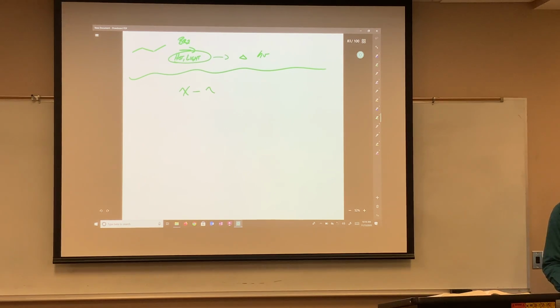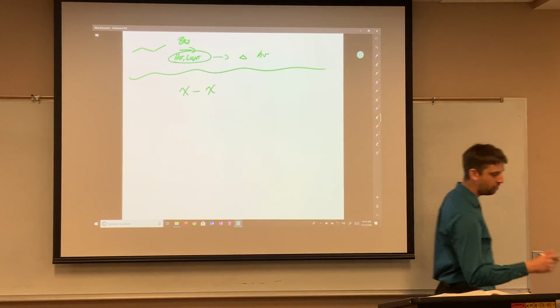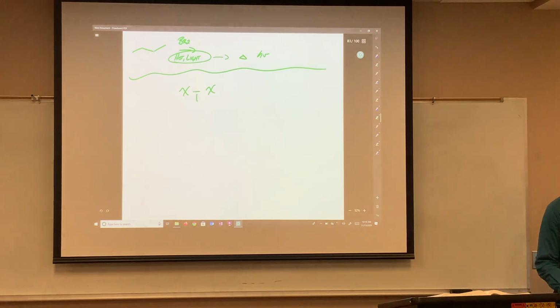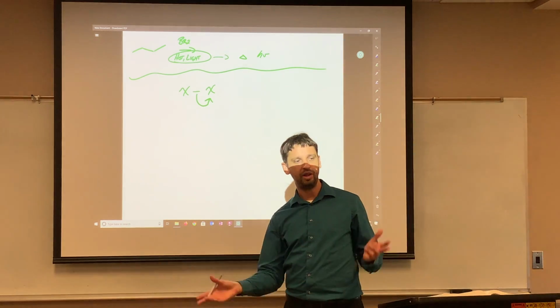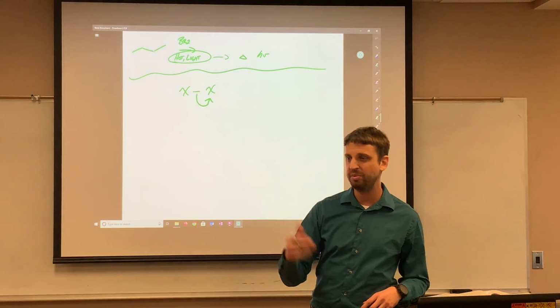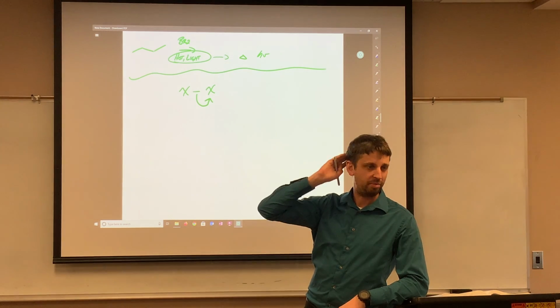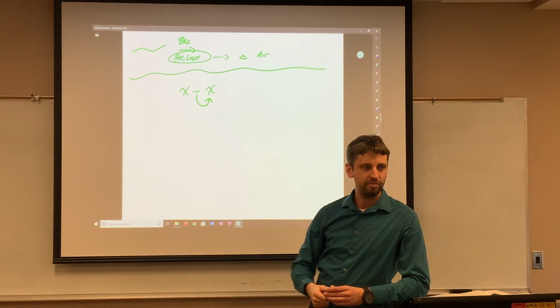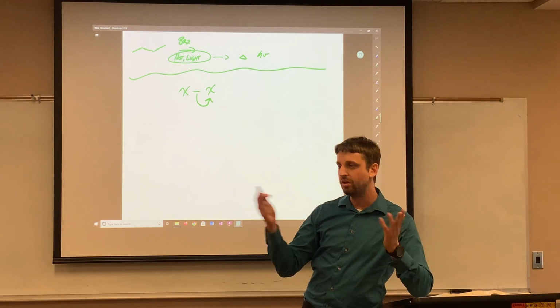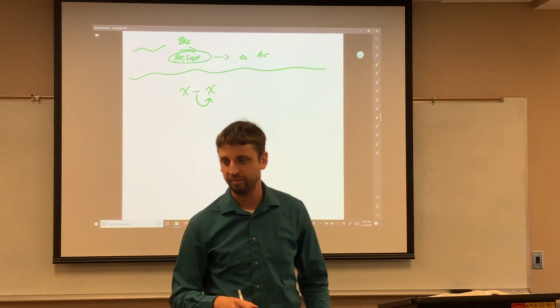So if I have two things that are bound together, what we've been doing so far when we show a bond breaking is drawing an arrow like this. That represents both of those electrons moving to whatever species that X represents. A heterolytic cleavage of a bond. Heterolytic just means unequal breaking. So heterolytic cleavage is what you guys have been doing all semester long.